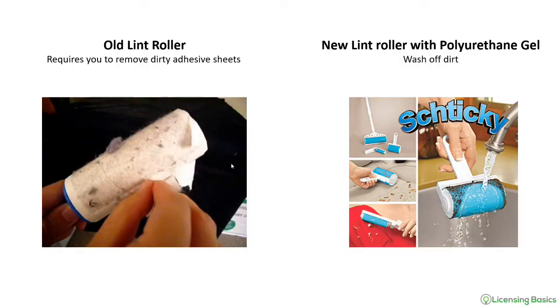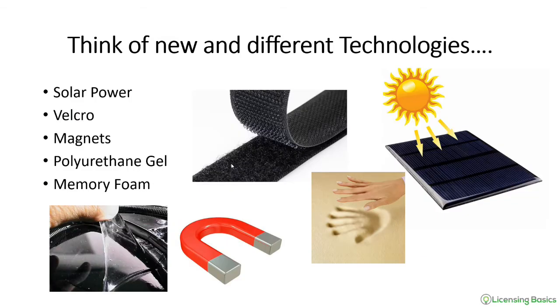unlike the lint roller. So here you see the lint roller. It requires you to remove the dirty adhesive sheets. So it's layered in a bunch of sheets, and when they get dirty they lose their sticky nature, and you have to remove the sheets to get a fresh adhesive sheet. With this new lint roller with polyurethane gel, you simply wash off the dirt, dry it, and it's ready to use again. So it's an old product with new technology.